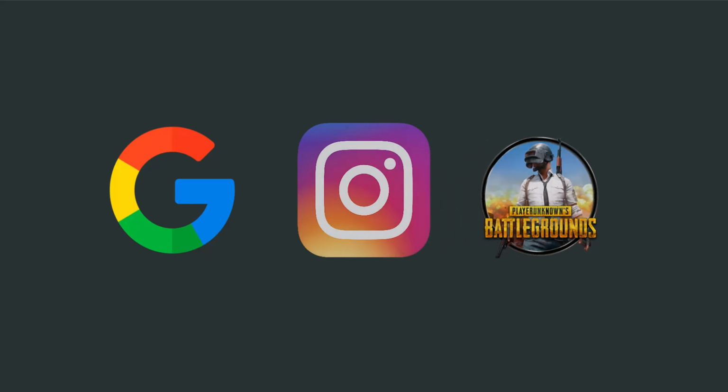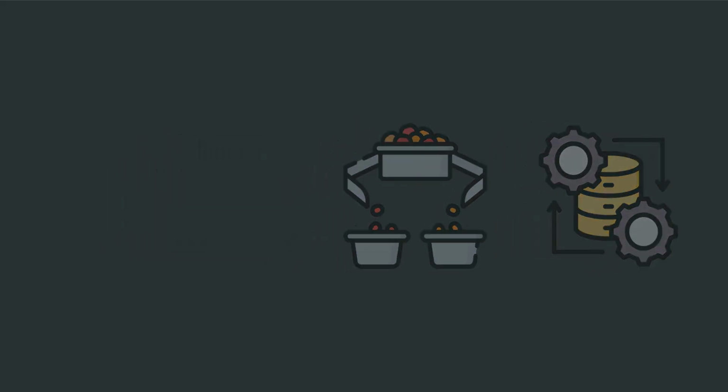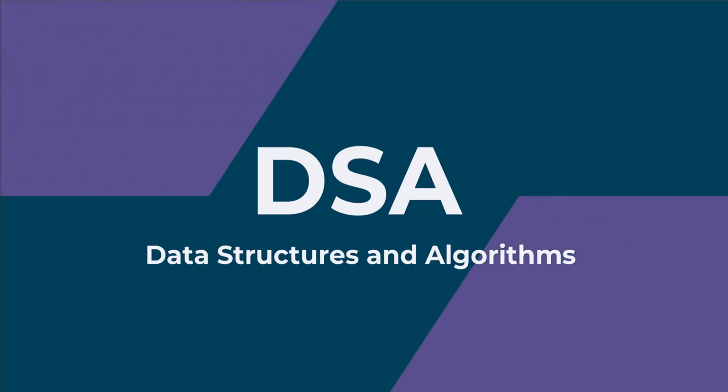Have you ever wondered how apps like Google, Instagram, or PUBG work so fast? How they search, sort, and process huge amounts of data in milliseconds? The answer is DSA, data structures and algorithms.